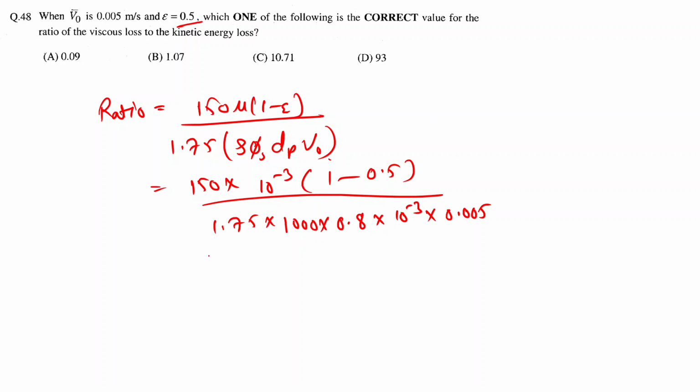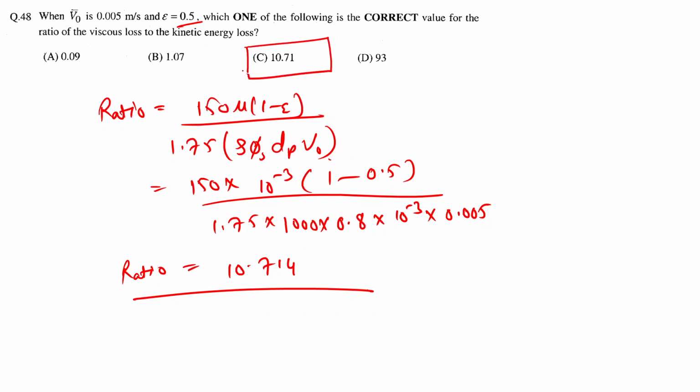So we can calculate this, and this ratio will come around 10.714. That is, for the given system, the ratio of viscous loss to kinetic energy loss will be 10.71, and we can select option C as the correct answer from the given options.